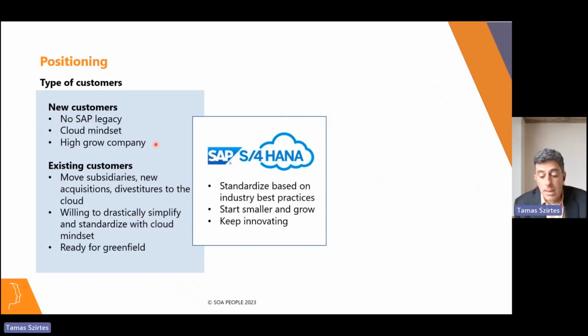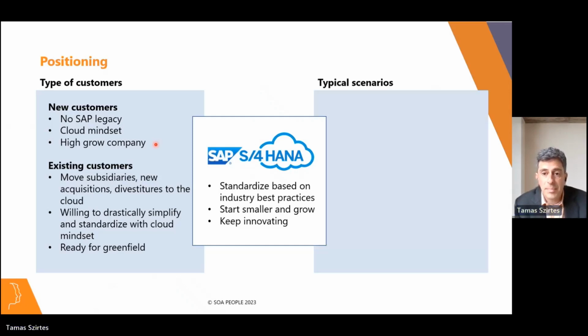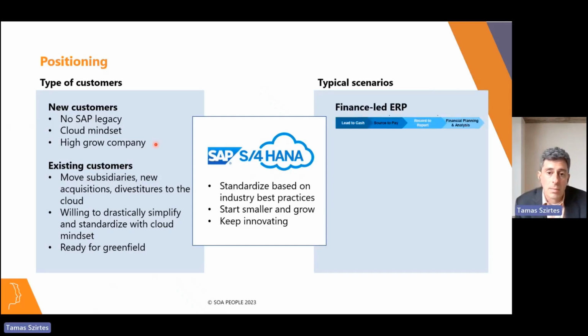And as public cloud can only be implemented in greenfield, that means they have to be ready for a greenfield project. There is no other way. So what are typical scenarios? One is what SAP calls finance-led ERP, which is more than finance. You see lead to cash, source to pay, quarter reports, so let's say whole procurement, everything.